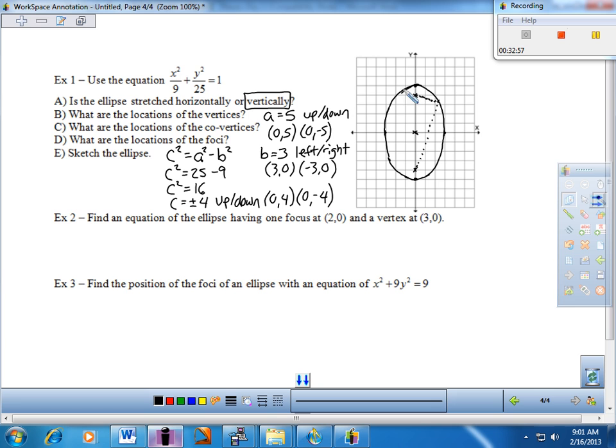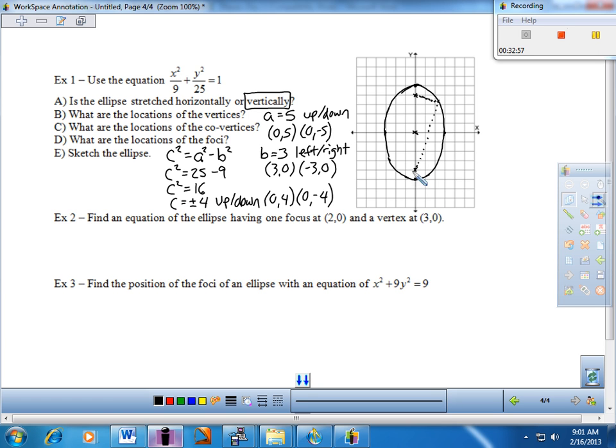And the answer is yes. So again, if I picked any point on the ellipse, measured the distance to one focus and then to the other focus, and added those two distances together, it's constant. Cool. Alrighty, let's go get examples 2 and 3 and round this out.